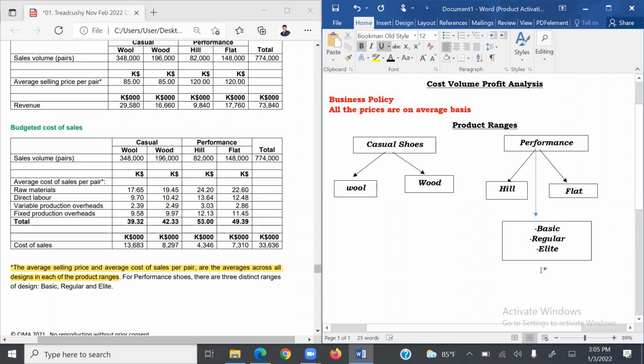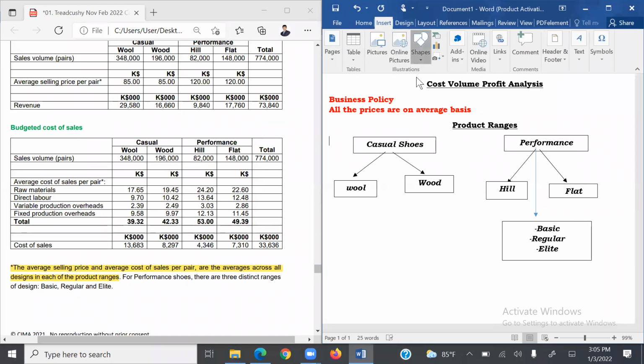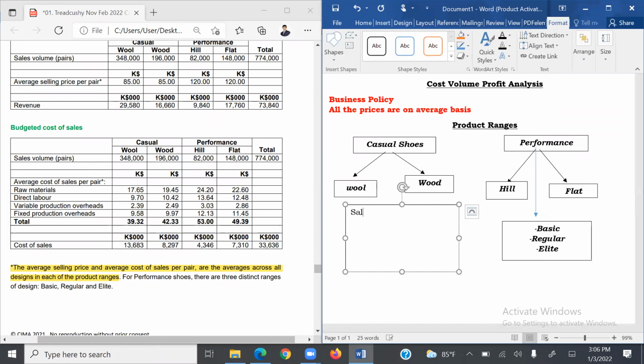So students, get this point of view before you go into the situation, because it is very important that you understand the product ranges as much as possible, because there will be a question on something called sales mix variance. Again, I am writing here, there is something called sales mix variance, and then there is something called sales volume variance.